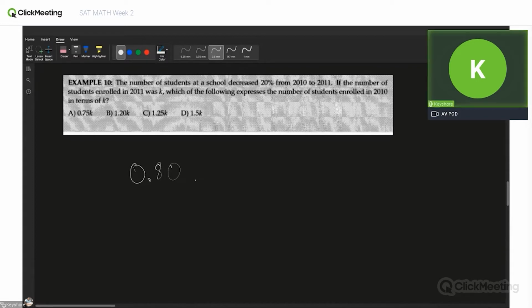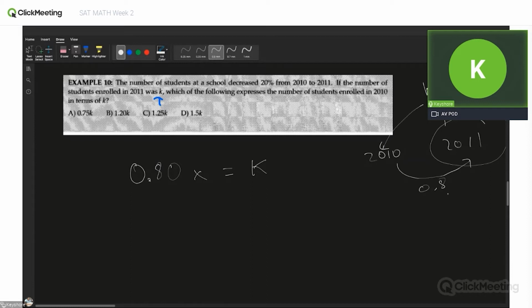0.8x equals K. So the problem with this question is that they've given you the number of students that are enrolled in 2011, K. So that's where it kind of gets tricky, because what they're saying is from 2010 to 2011, only 80% of the students remained here, right? Which means that the 80% that are remaining here, they call that K. So how do I revert back to this?